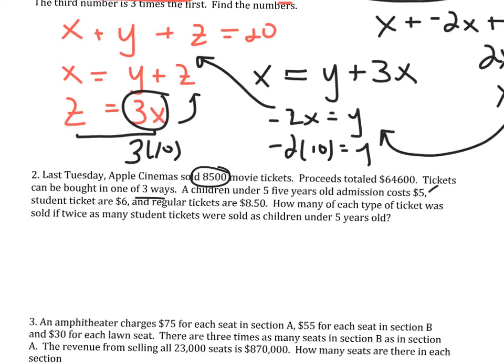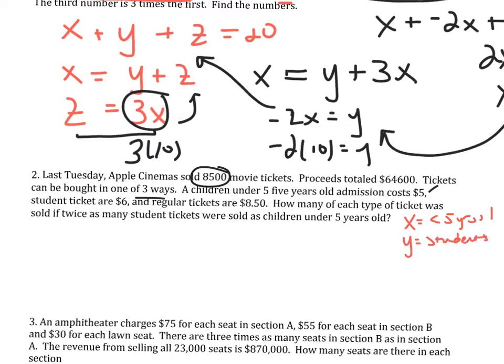What I would recommend doing is giving each type a variable. So I would say that x equals under 5 years old. Students is next. So yep, students is y.